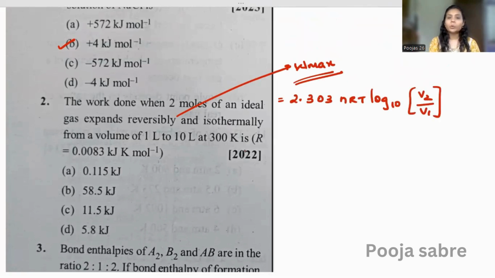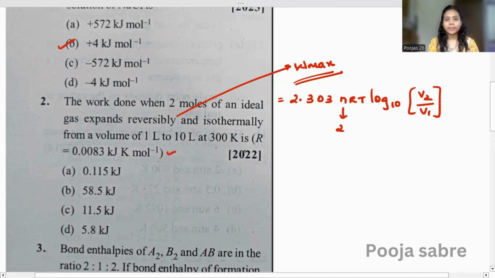We have been given 2 moles, that is n is equal to 2. R we know is already given. T is 300 Kelvin. Next thing is the work done. We need to find out W when the volume goes from 1 liter to 10 liter. Remember, it is very simple: wherever 2 is written, that will be V2, and where it says from, that will be V1. So V1 is 1 liter and V2 is 10 liter.